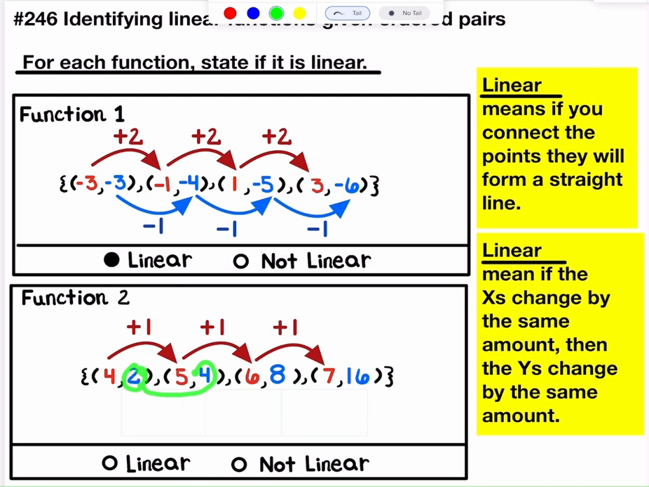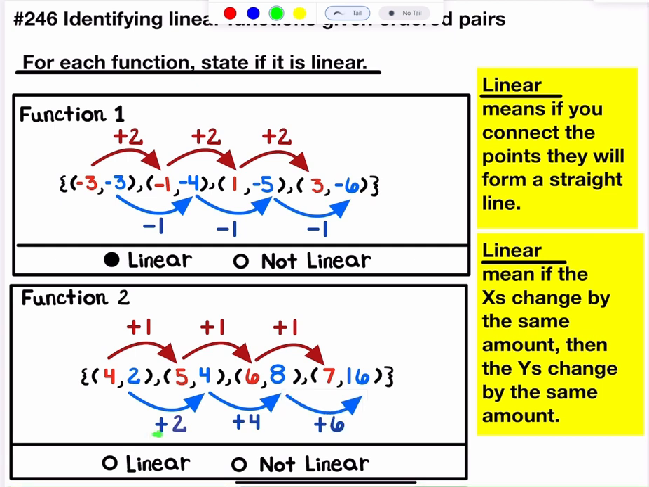To get from 2 to 4, we would add 2. To get from 4 to 8, we would add 4. And to get from 8 to 16, we would add 8. The change in the y's is not the same. Therefore, this function is not linear.